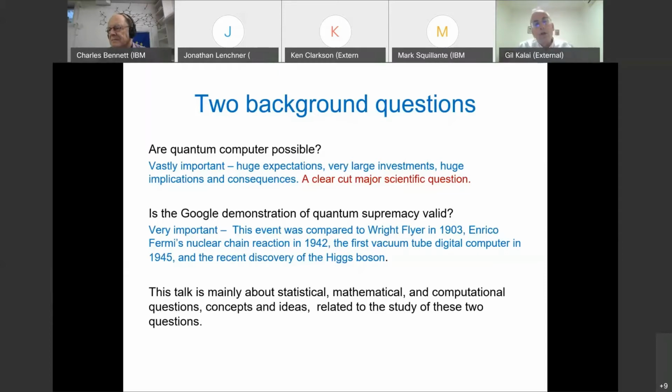And this talk is mainly about statistical, mathematical, and computational questions, concepts, and ideas related to the study of these two questions. You can regard these as the most significant bits, but as mathematicians, we are very much interested in the less significant bits. And I will talk about several issues in statistics, mathematics, and computational complexity related to this question.